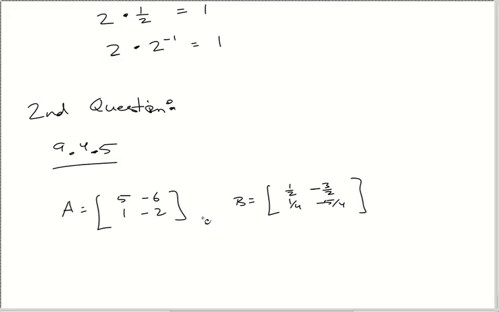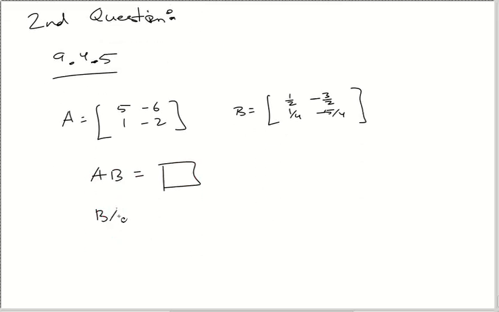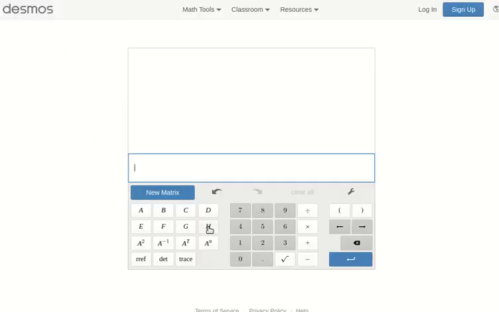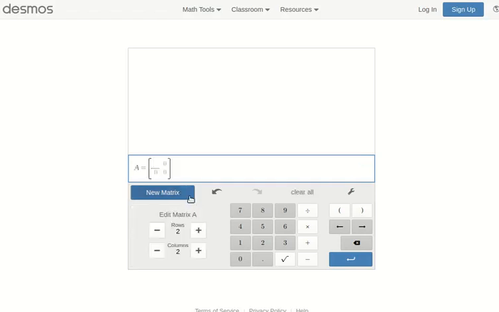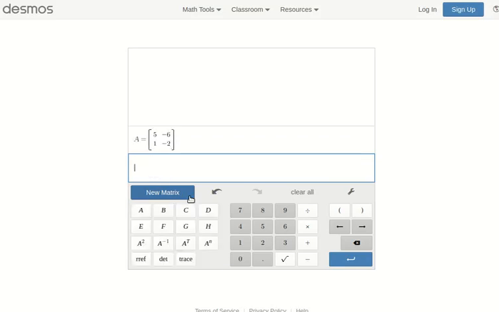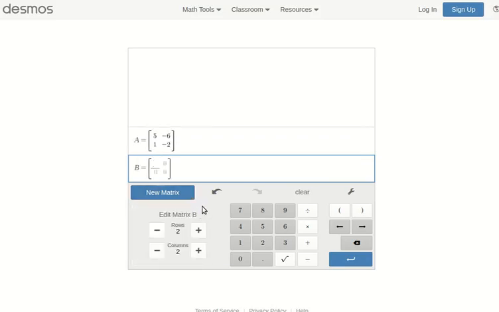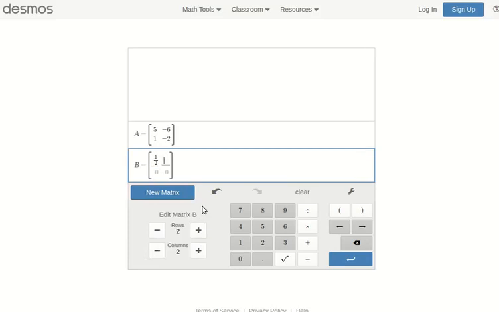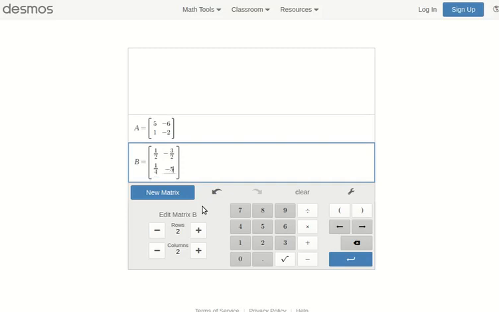What they want to do is find A times B, and then find B times A. Then they're asking, are those inverses? You're going to say yes or no. Just as always, we're going to use our trusty Desmos. So I got A, a 2 by 2: 5, -6, 1, -2. I got a B, which is 1/2, -3/2, 1/4, -5/4.